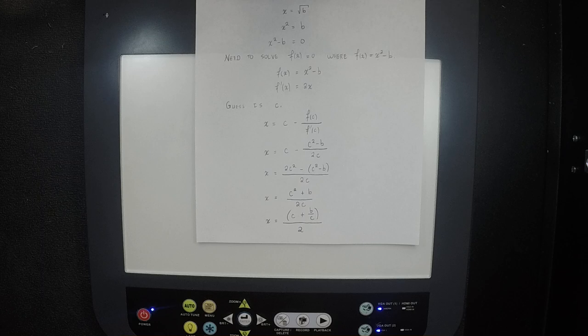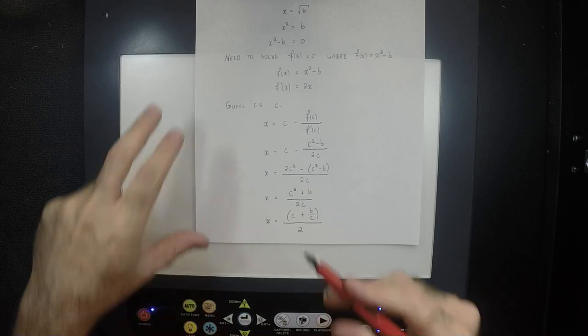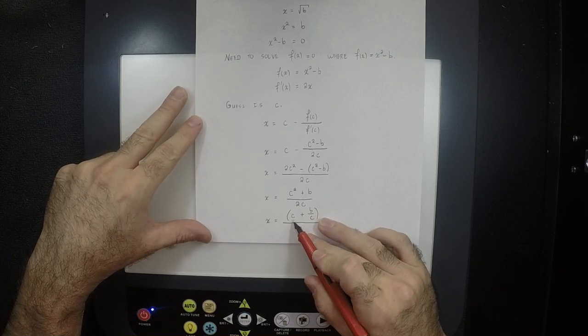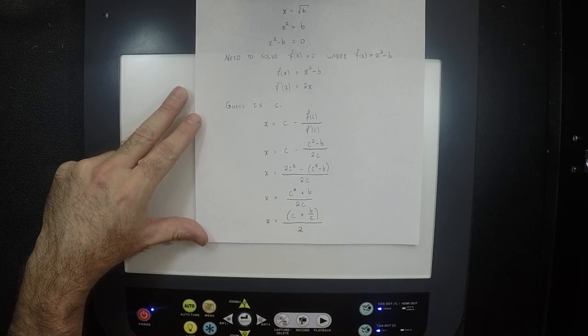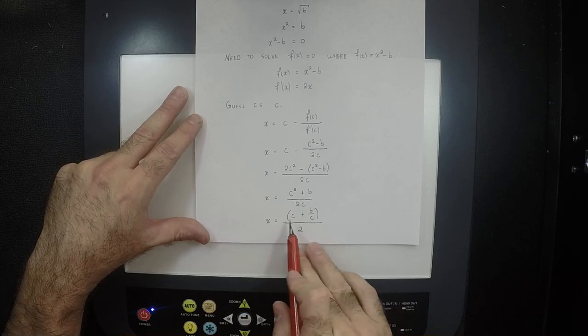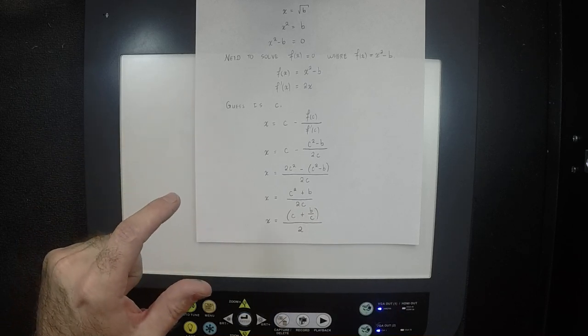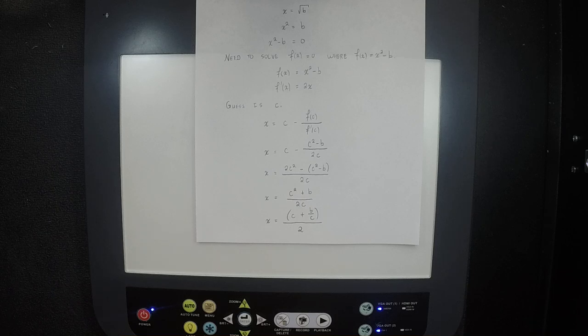Finally, what if our guess was exactly the square root of 10, unbeknownst to us? Then this would be exactly right. And what is 10 divided by the square root of 10? The square root of 10. So this would be 2 square root of 10 over 2. So it would be exactly right.